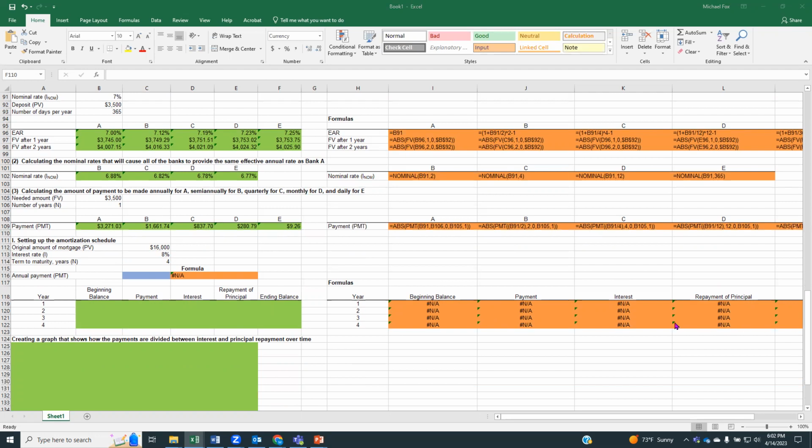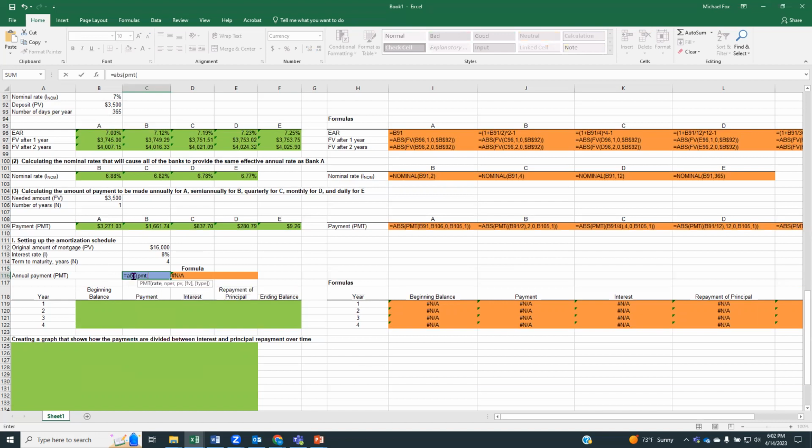So here we're setting up an amortization schedule. We have an original amount of a mortgage, interest rate, and then a term to maturity. So they're going to pay off $16,000 in 4 years with 8% interest. Okay. So again, we're going to use this function, the absolute value, PMT. The reason I do absolute value is because payments will come out as negatives because that's money you're paying out. It comes out cleaner with absolute value.